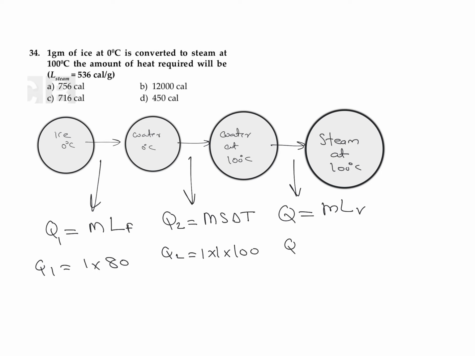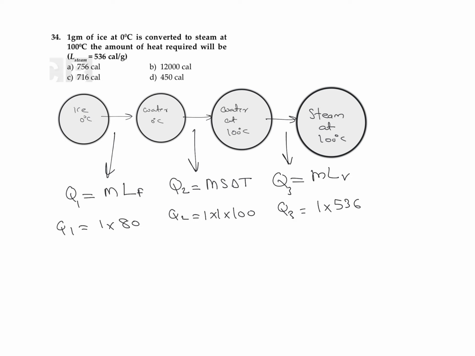In the third stage, Q3, we can write mass as 1, and latent heat, which is given in the question, as 536 calorie. Since it is given in the question, we are writing 536, otherwise we would take it as approximately 540. So the total amount of heat energy will be the sum of these: 80 plus 100 plus 536, which is equal to 716. So we require 716 calorie of heat energy.